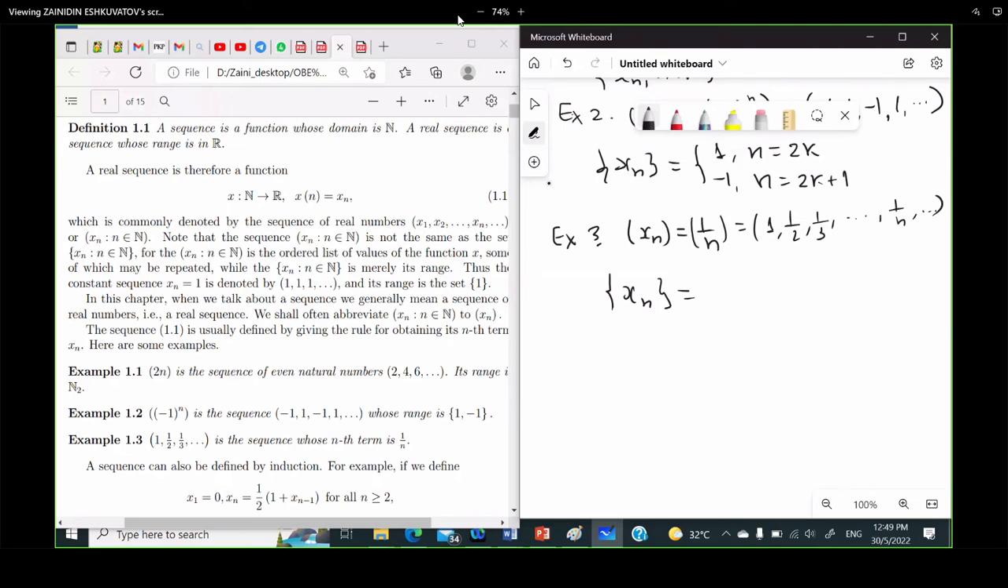Does anybody understand the notation? This is the notation of xn, which is listing the elements. This is the notation which is showing the range of the sequence. So what about the range?